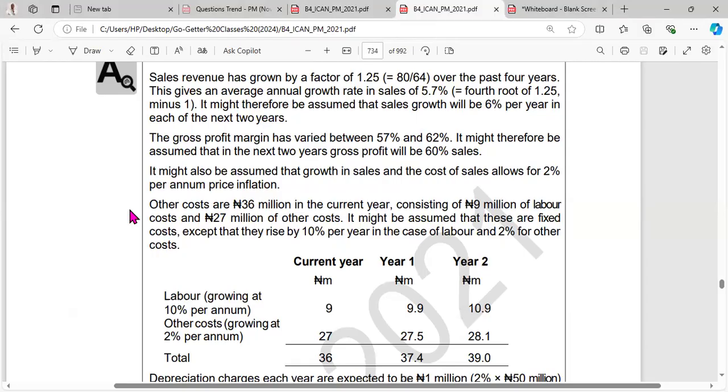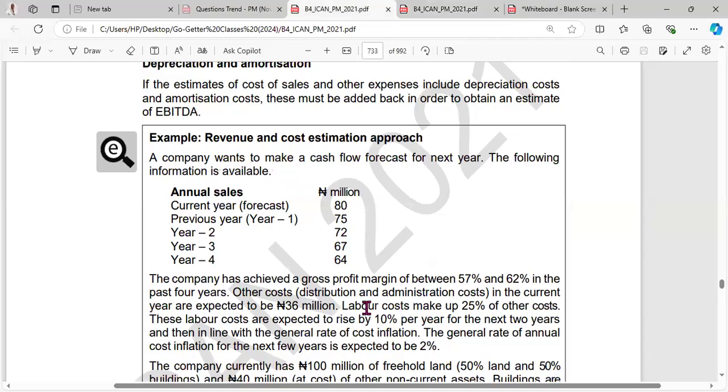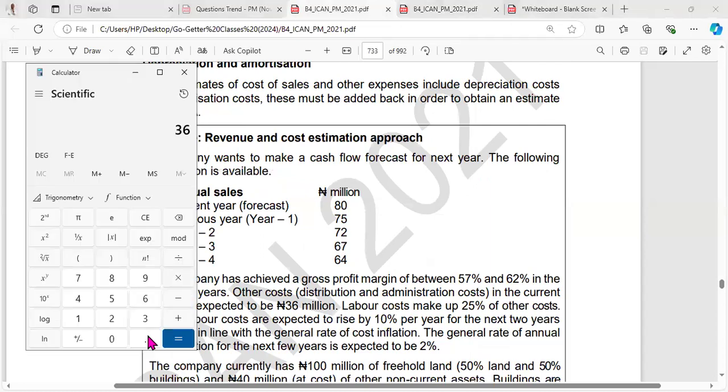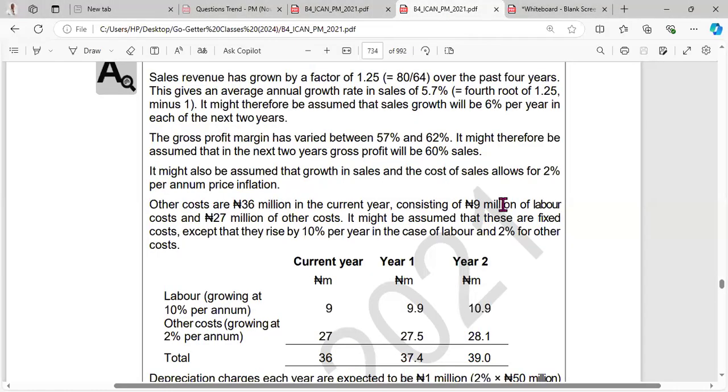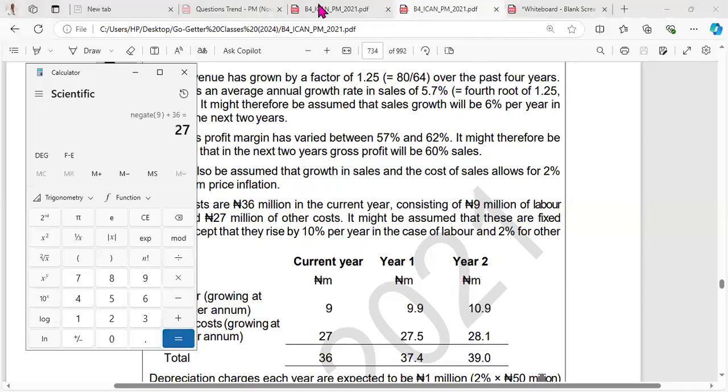But we are told that other costs are 36 million in the year. And we are told that labor costs make up 25% of that cost. So you just say 36 million multiplied by 0.25. That gives you 9 million for labor costs, while the other cost will simply be 36 million minus 9 million, which is 27 million.